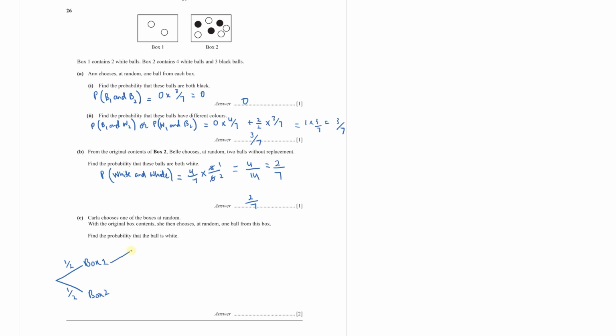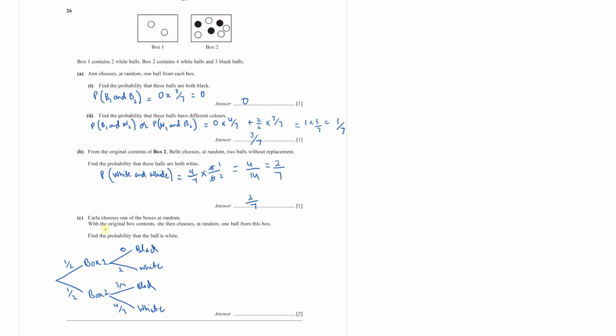And then once you have chosen the box, you choose the ball. Black and white, each box had, you know, either a black ball or a white ball. So if you choose box 1, what is the probability of getting a black ball? Box 1 has no black balls, so this is 0. And for white, this is 2 by 2 or 1. So you have one probability here. But if you have chosen box 2, what is the probability of getting black? It is 3 by 7. And then what is the probability of choosing white from box 2? It is 4 by 7.